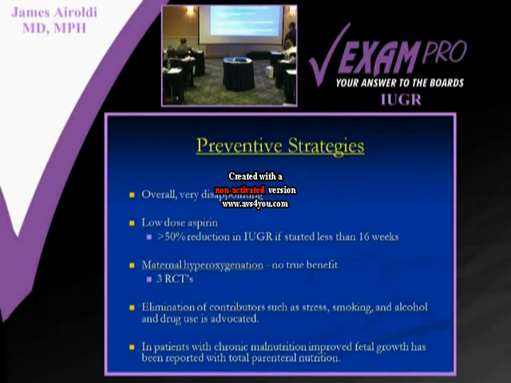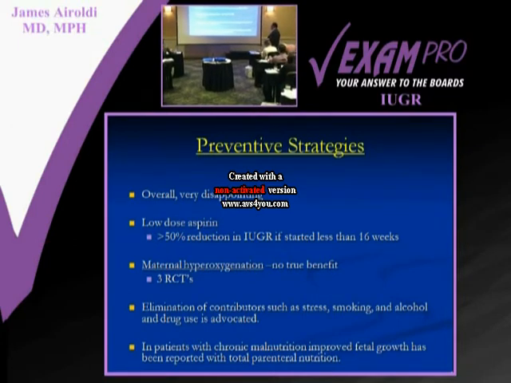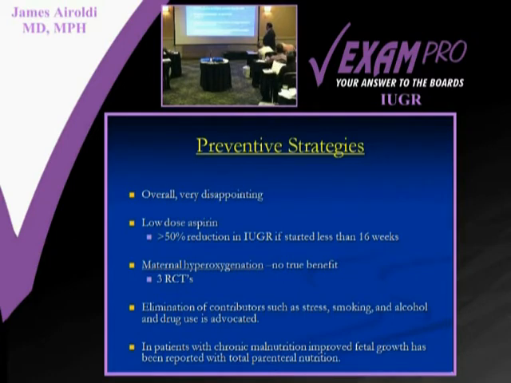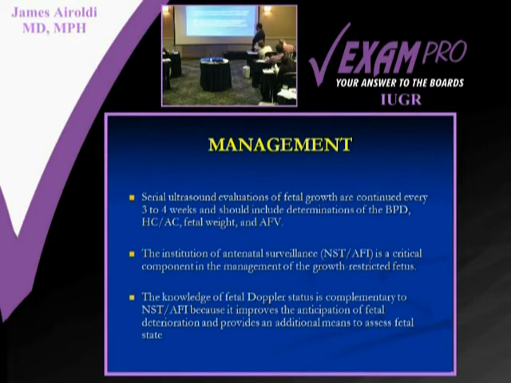Any preventive strategies that may help? Low-dose aspirin. There's been a good article recently that looked at if you start low-dose aspirin before 16 weeks, it can have a significant impact on reducing the risk of IUGR. Maternal hyperoxygenation, no. Elimination of stress and drugs, yeah, you want to talk about stopping smoking, stop using drugs. In patients with chronic malnutrition, improved fetal growth has been reported with increased TPN.